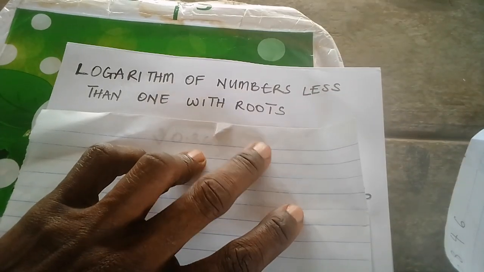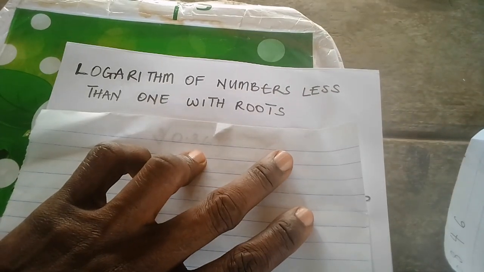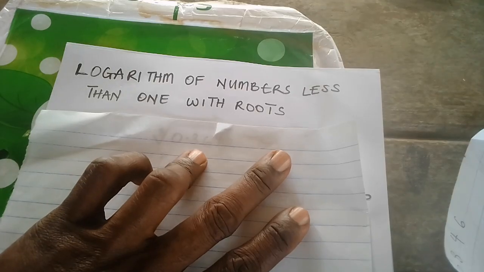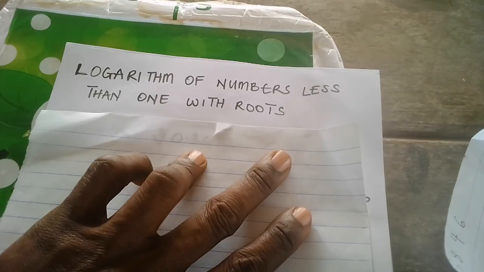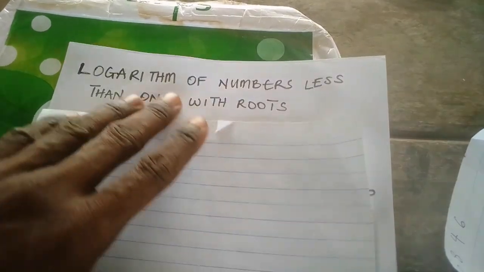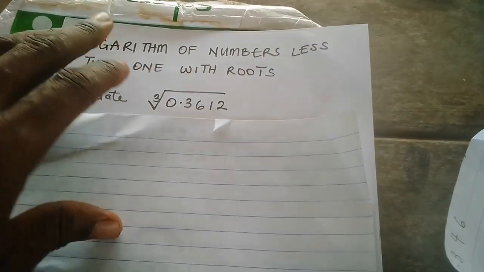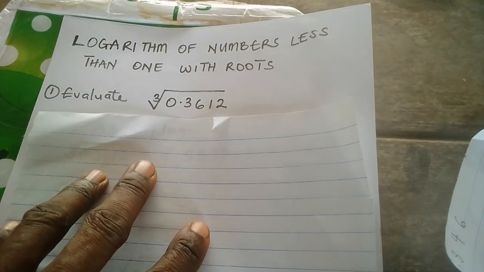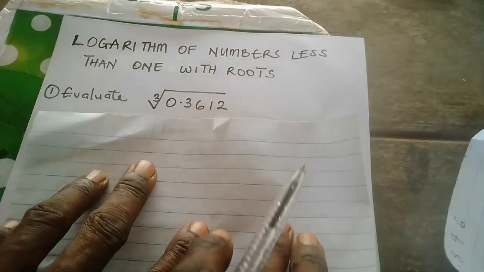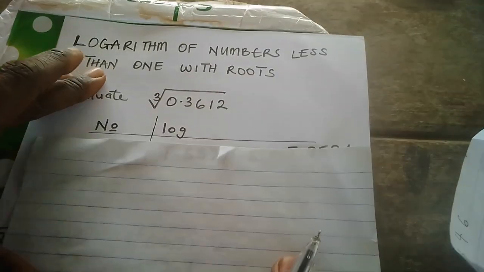Hello students, we are moving on to the logarithm of numbers less than 1 with roots. We want to apply the knowledge of the division of bar notation we learnt in the last video. Now, example 1: evaluate the cube root of 0.3612.